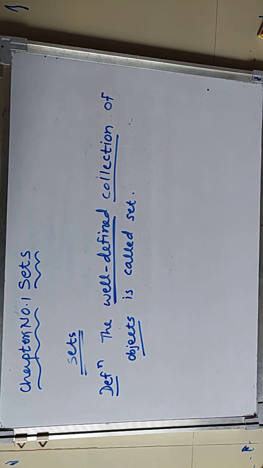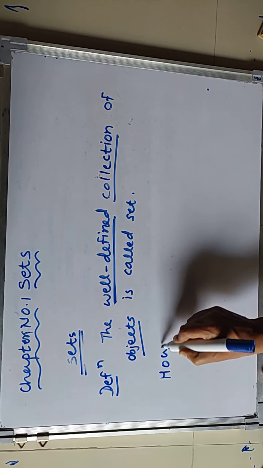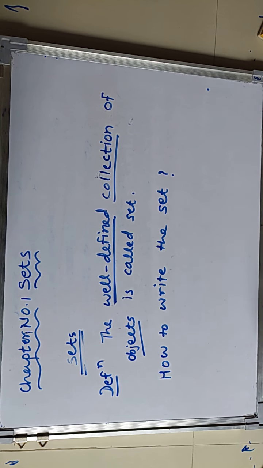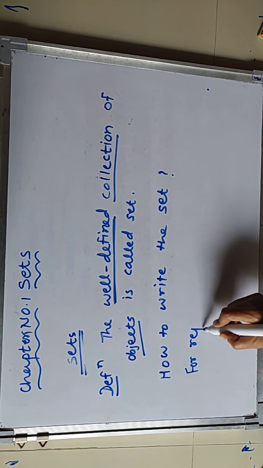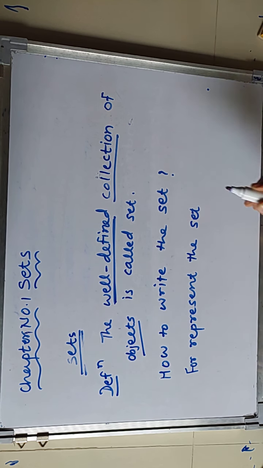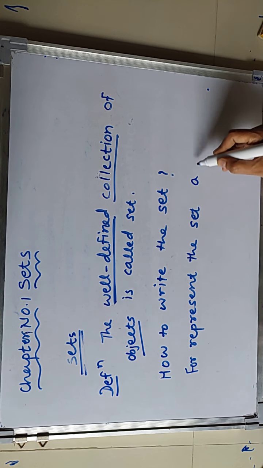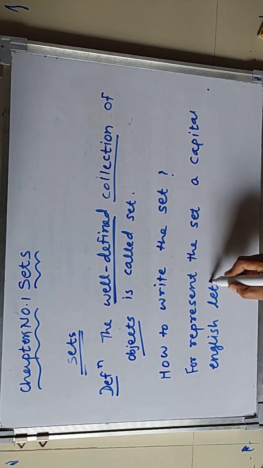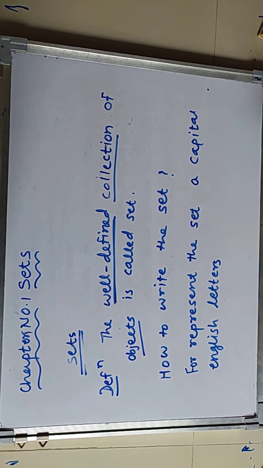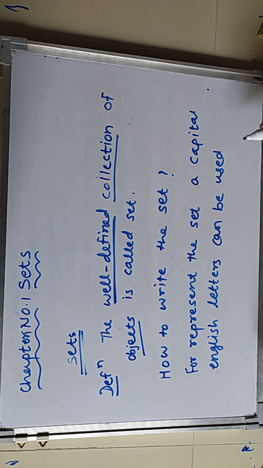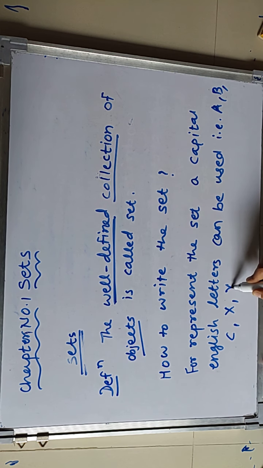Now, how to write the set? To represent the set, a capital English letter can be used, for example A, B, C, X, Y, Z, and so on.